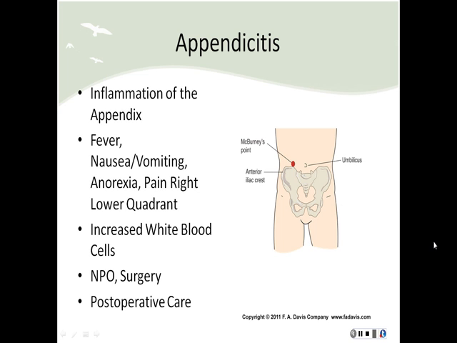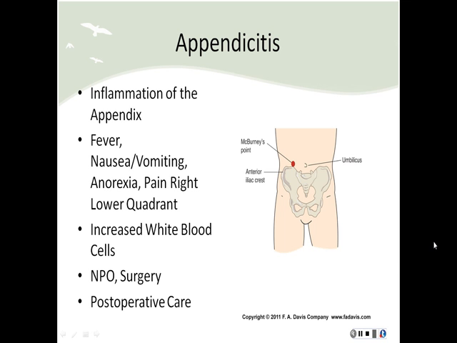They usually have a rebound tenderness, so this means if you were to push on the space where the pain is, it may elicit some pain, but when you release the pressure, it causes an extraordinary amount of pain. So that's called rebound tenderness. Appendicitis is usually diagnosed through an ultrasound or a CT.